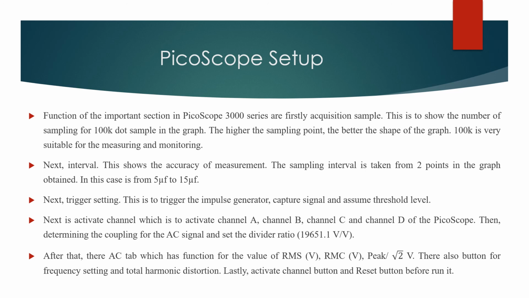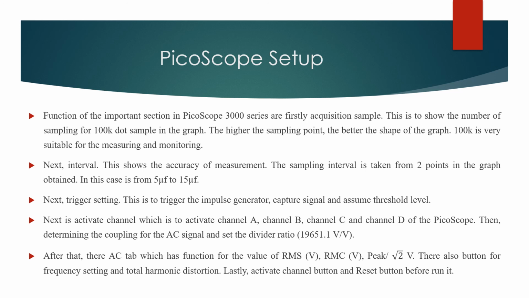This is to show the number of sampling points for the 100k dot sample in the graph. The higher the sampling point, the better the shape of the graph. 100k is very suitable for measuring and monitoring. Next, interval. This shows the accuracy of measurement. The sampling interval is taken from 2 points in the graph obtained. In this case, it is from 5 microfarad to 15 microfarad.